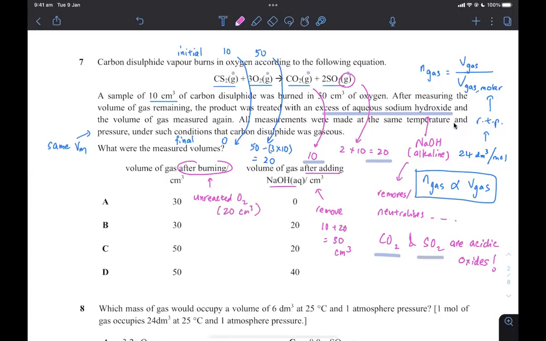But then you also have 20 from the SO2. So this is the SO2. And you also have 10, which is the CO2. So you have 50 cm³ after burning. But then after adding the NaOH, you remove the acidic oxide. So you remove 30 cm³, you're left with 20 cm³. So the answer should be C there. Okay, does that answer your question? Whoever asked me just now?